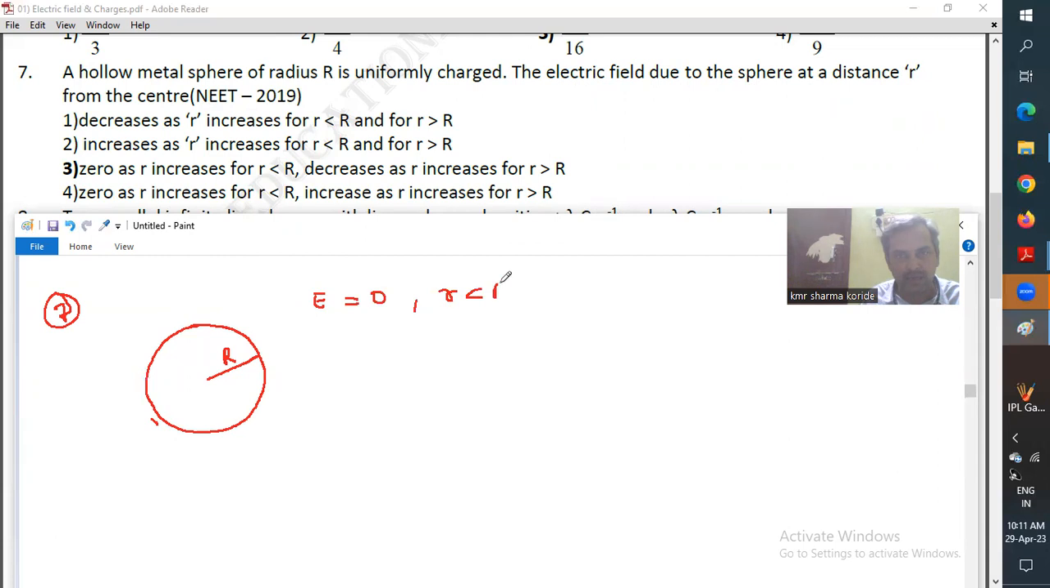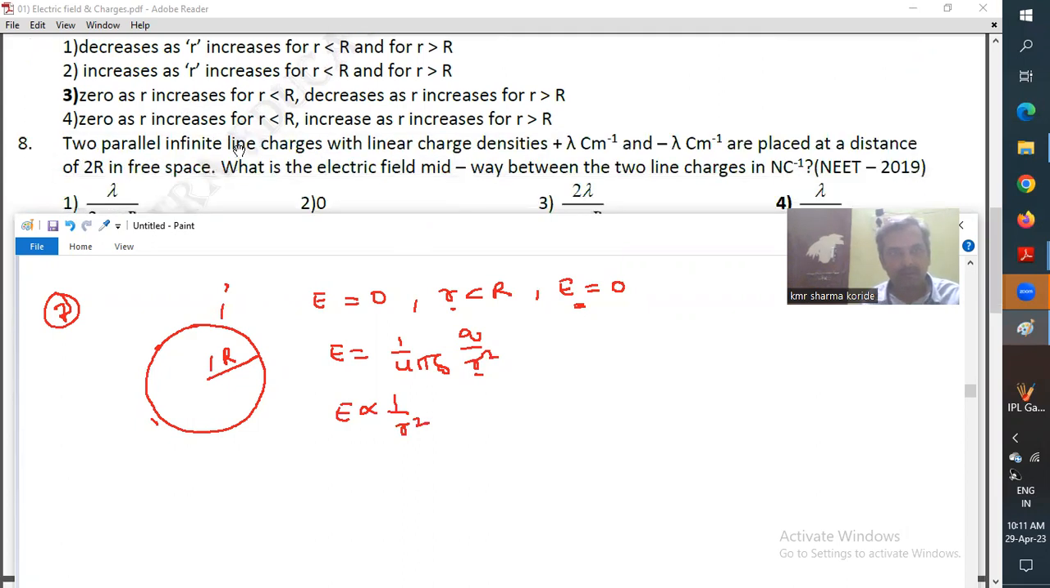So for distance less than or equal to the radius of the sphere, the field does not exist. You can construct a Gaussian surface, but the Gaussian surface does not include any charge. So therefore, field will be 0 inside. Then once the field starts from the outer surface of the sphere, it will be 1 by 4 pi epsilon naught q by r square. So therefore, E and r square are inversely proportional. As distance increases from the outer surface, field decreases. The third option is correct. Moving to the next question.